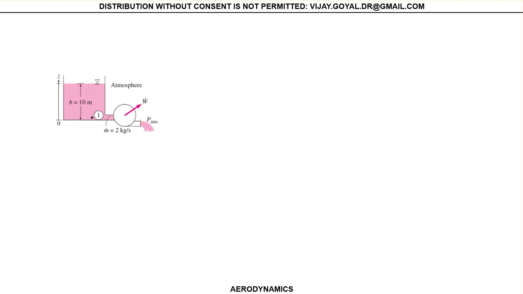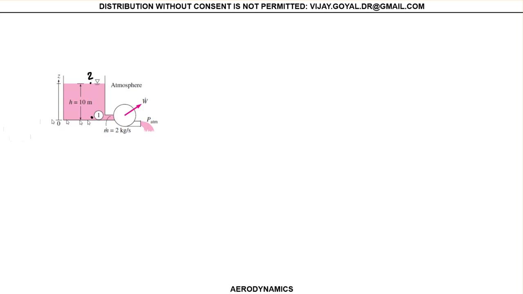Okay, so let's understand this problem and see how this really works. Let's put it all together. I want to know how much power I need here. But to find that power, I just need to have two points. I'll call this point 1, and I'm going to call this point 2.